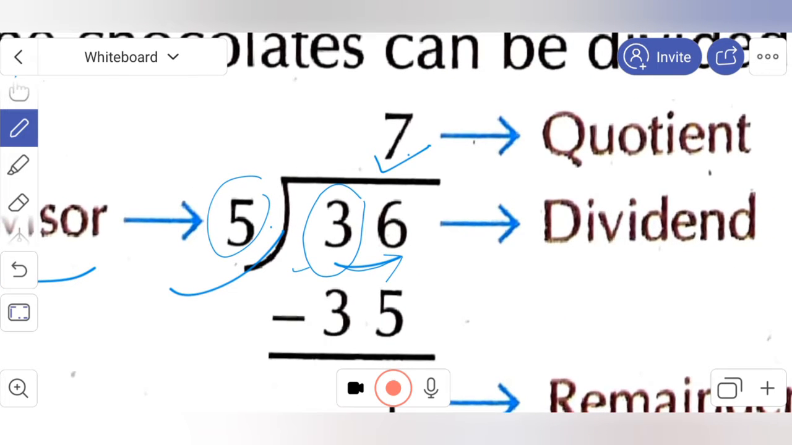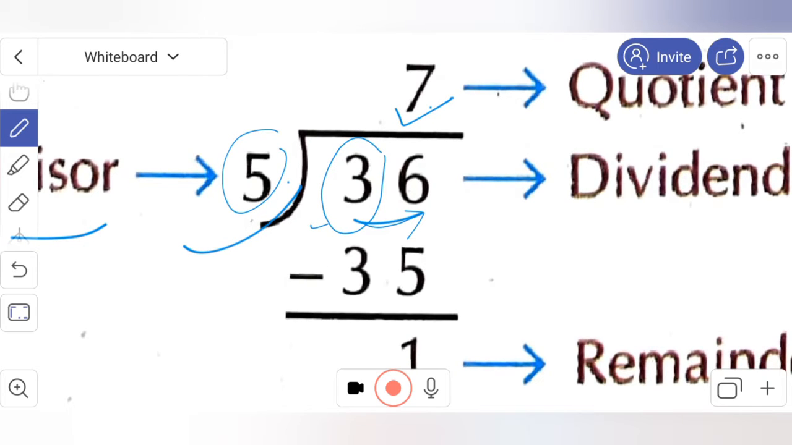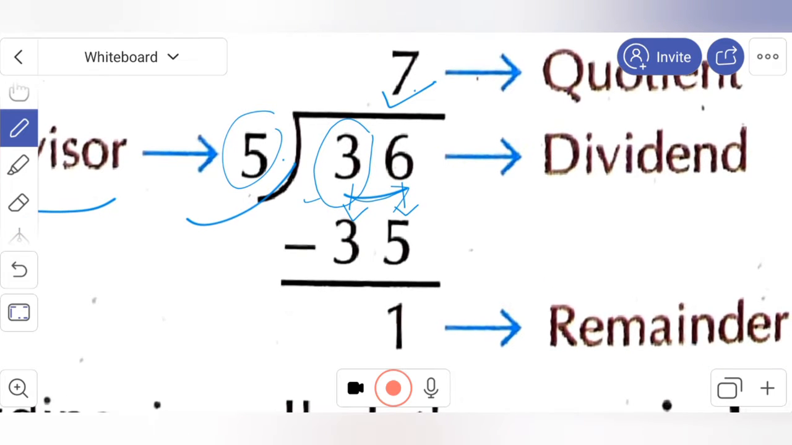So 5 7 ja 35. While writing, it should be just below the number, aligned. So 5 should be just below 6 and 3 should be below 3. So now 5 7 ja 35, and after that you have to subtract. Subtract means minus. So 6 minus 5 is 1, and 3 minus 3 is 0. So you need to write that.